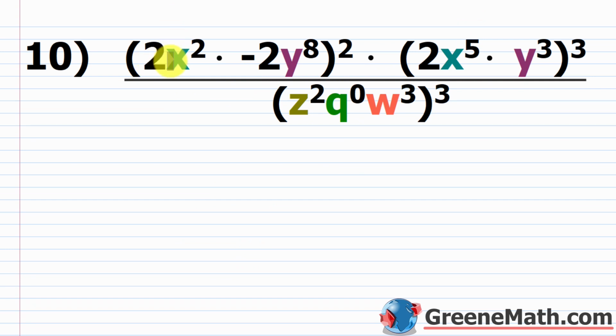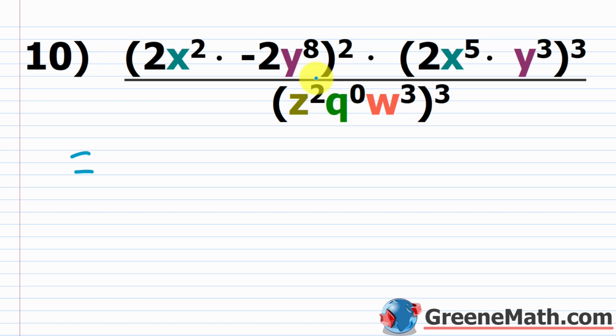All right, for problem number 10, we have a lot going on. So inside the parentheses, we have 2x squared times negative 2y to the 8th power, and this is squared. Multiplied by, inside the parentheses, we have 2x to the 5th power times y cubed, and this is cubed. And then over, inside the parentheses here, we have z squared, q to the power of 0, w cubed, and this is all cubed.